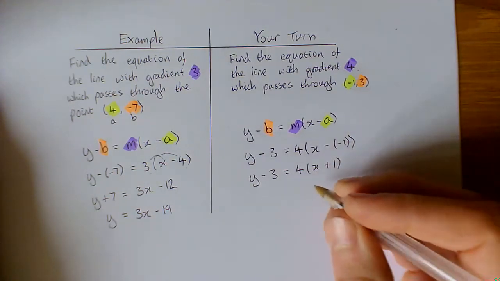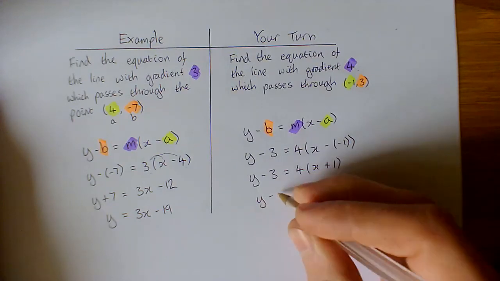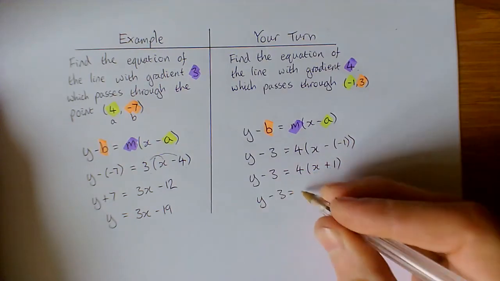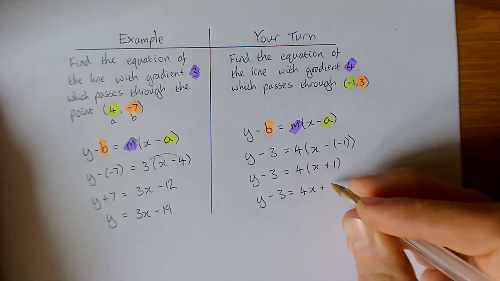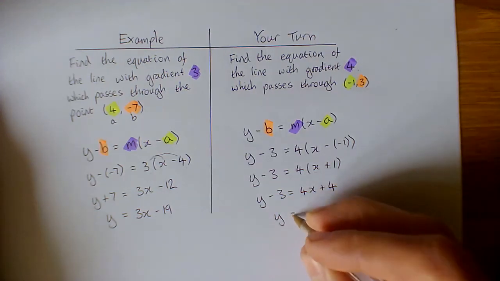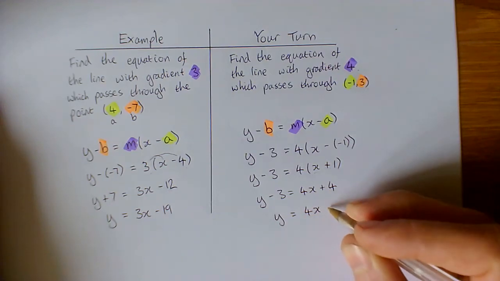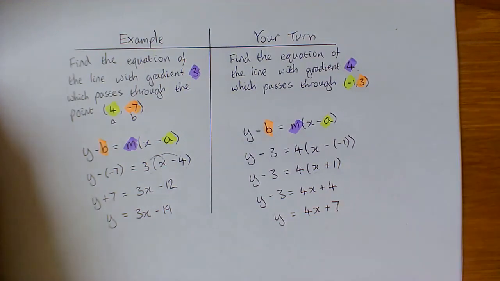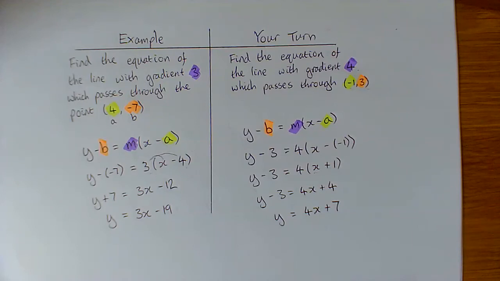Dealing with the next little thing, we're going to expand. So we get y minus 3 equals, and expanding that bracket gives us 4x plus 4. Adding 3 to both sides, we get y equals 4x plus 7. So that gives you 2 examples to work from.